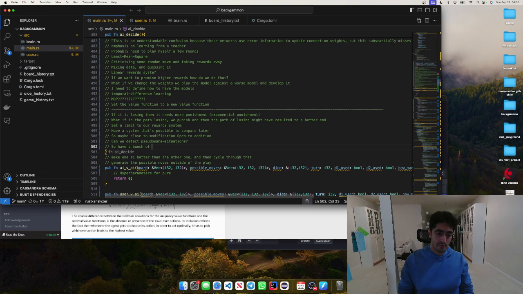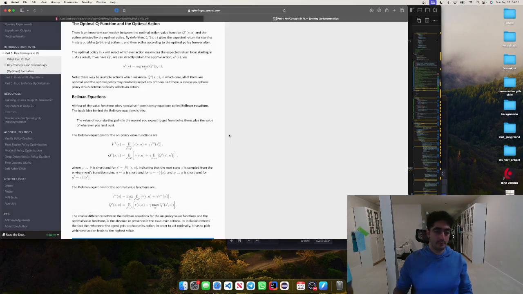So we have a bunch of values and then get rewards for having some values.